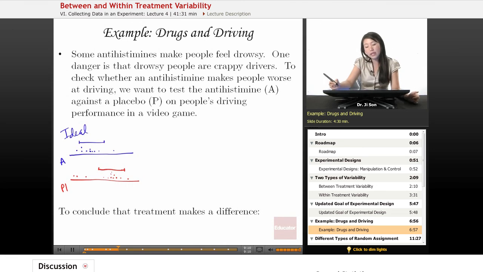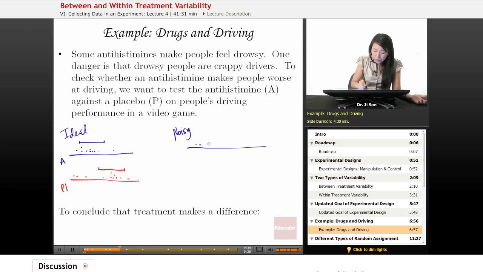But the world is not an ideal place, right? So sometimes, actually most of the time, we have a sort of noisy world because some people are just better at driving games, and some people are better at video games, and some people don't react to antihistamines as strongly as other people, right? So there are lots of other variables that come into play for within treatment variability.